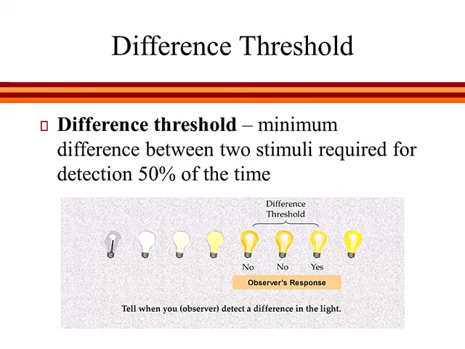Sometimes researchers are interested not just in our ability to detect a stimulus in isolation, but also in our ability to detect a difference between 2 related stimuli. This is called the difference threshold, or also sometimes called the just noticeable difference. Unlike the absolute threshold, which is concerned with the minimum amount of stimulation needed to detect whether or not a stimulus is present, the difference threshold has to do with how sensitive we are in detecting when one stimulus is different from another, such as when we notice that one light is brighter or one sound louder than another.